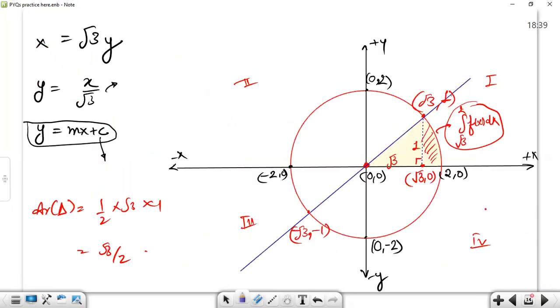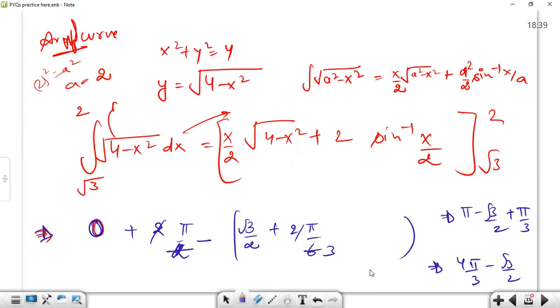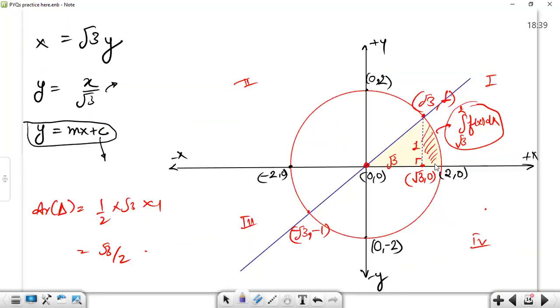Plus the area of the right angle triangle, which was root 3 by 2. Now the required area plus root 3 by 2, we are adding the area of the right angle triangle. This cuts this. So 4 pi by 3 square units should be our answer.